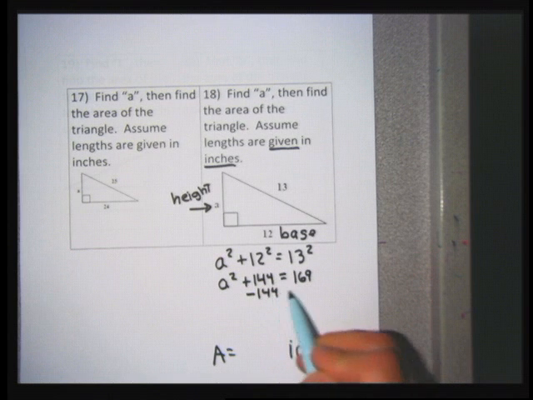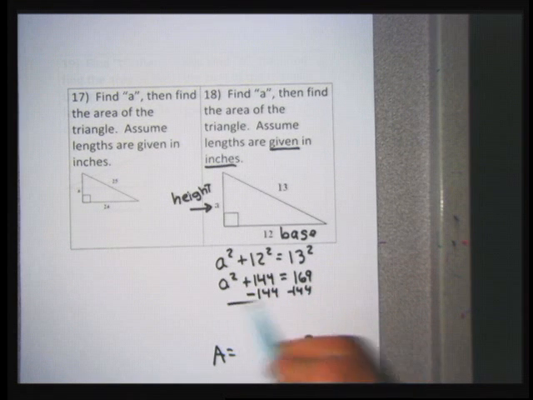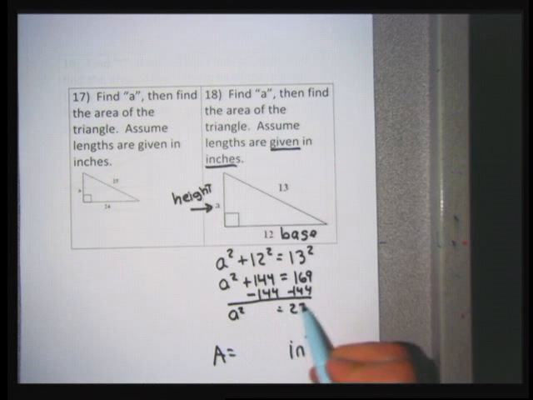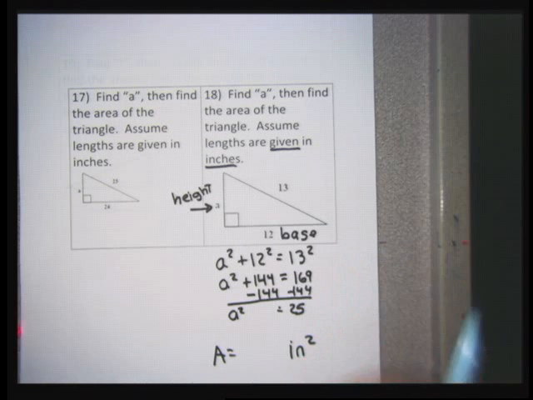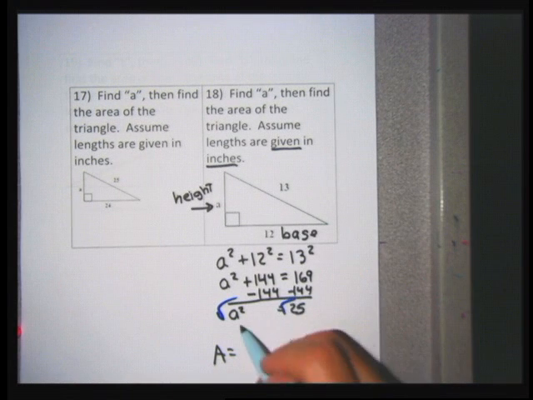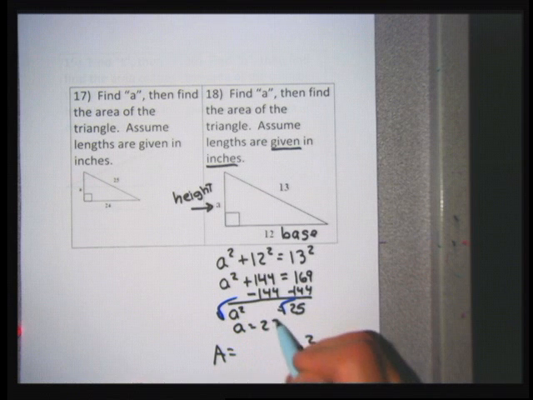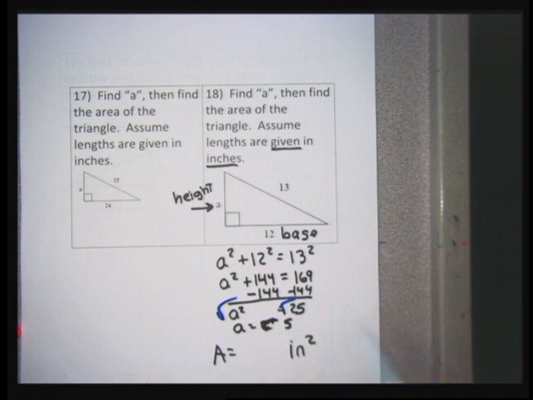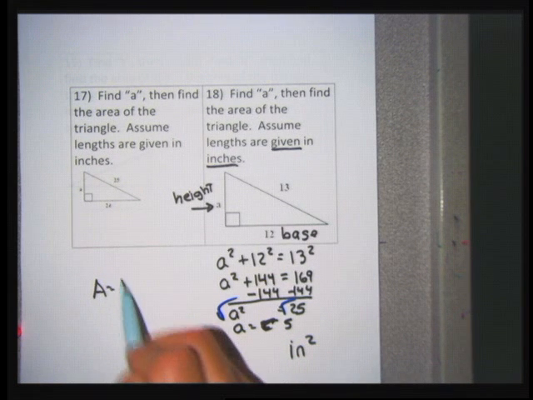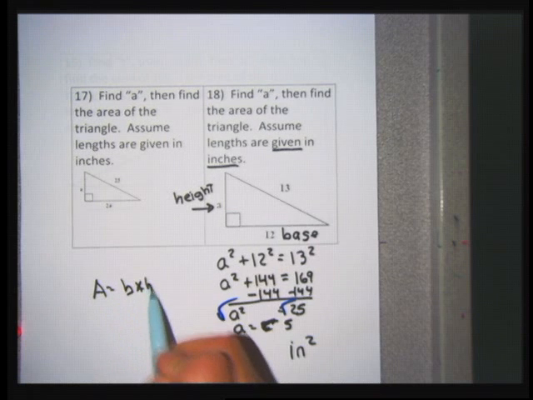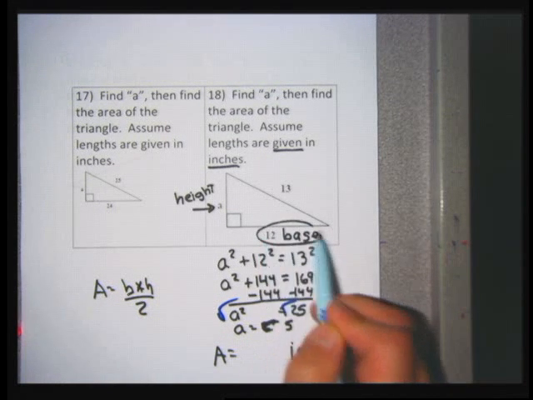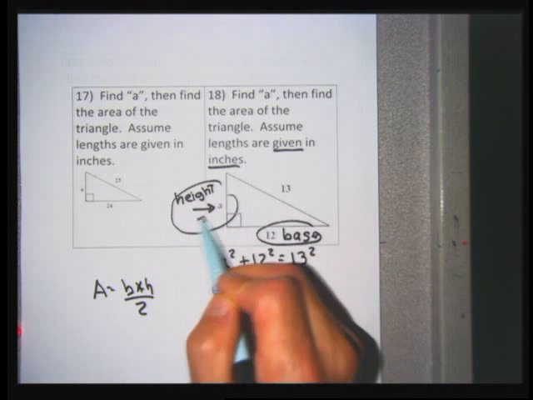Now I'm going to minus 144. This is going to give me a squared equals 25. And then I'll square root, and get a equal to 5. Now I can find the area. So for my area, it's base times height over 2. My base is 12. My height is a, which is 5.